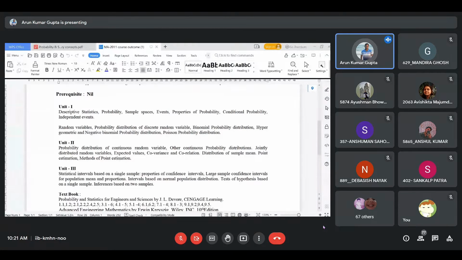Gamma of n plus 1 is n factorial. Okay, that's fine. But how do you actually define gamma of n? You can say it is the integration from 0 to infinity of e to the power minus x, x to the power n minus 1, dx. Exactly.